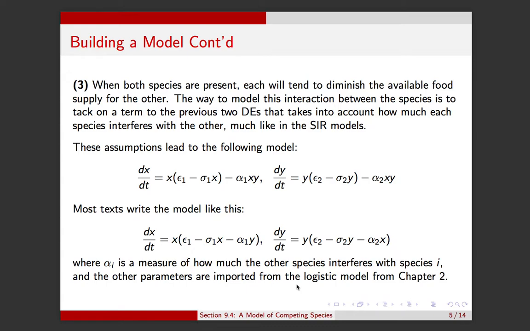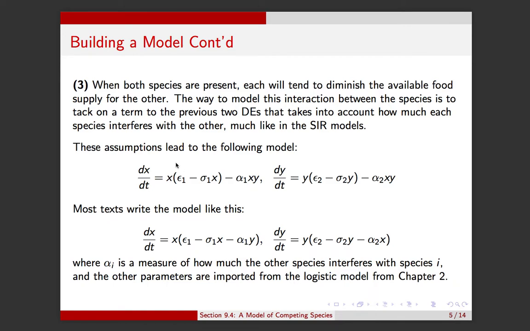Well, what if both species are present? This, of course, is what we usually care about, right? How will they affect each other? We assume that each species will tend to diminish the available food supply for the other because they're competing over the same food source. The way that you can model this kind of interaction is actually very SIR-like. This is very nice, right? These differential equations we're going to build will have terms in them just like the SIR models had in them.